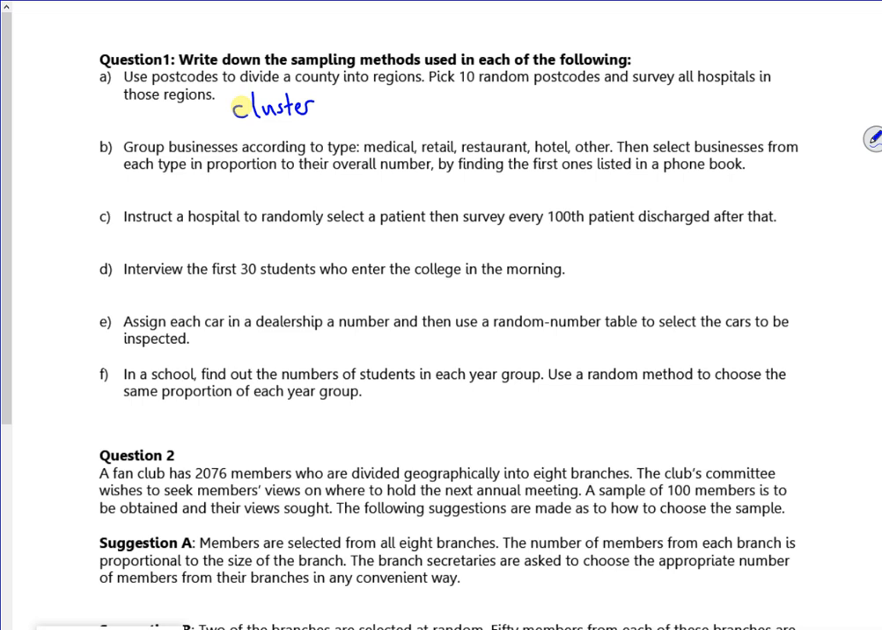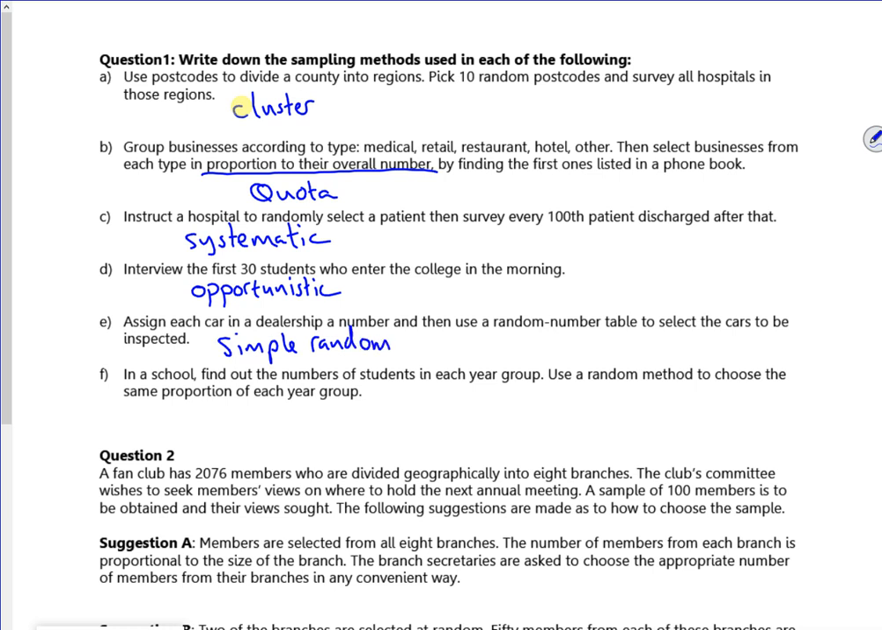Then: group businesses according to type, medical, retail, restaurant, hotel, and select businesses from each type in proportion to their overall number. So that's going to be quota, because it talks about putting in proportion, which it mentions on quota if you look, we underlined it, in proportion. C says instruct a hospital to randomly select a patient and then survey every 100th, so that's going to be systematic. Interview the first 30 students who went to college in the morning, because that's opportunity. Assign each car in a dealership a number and then use a random number table to select the car, so that's going to be simple random.